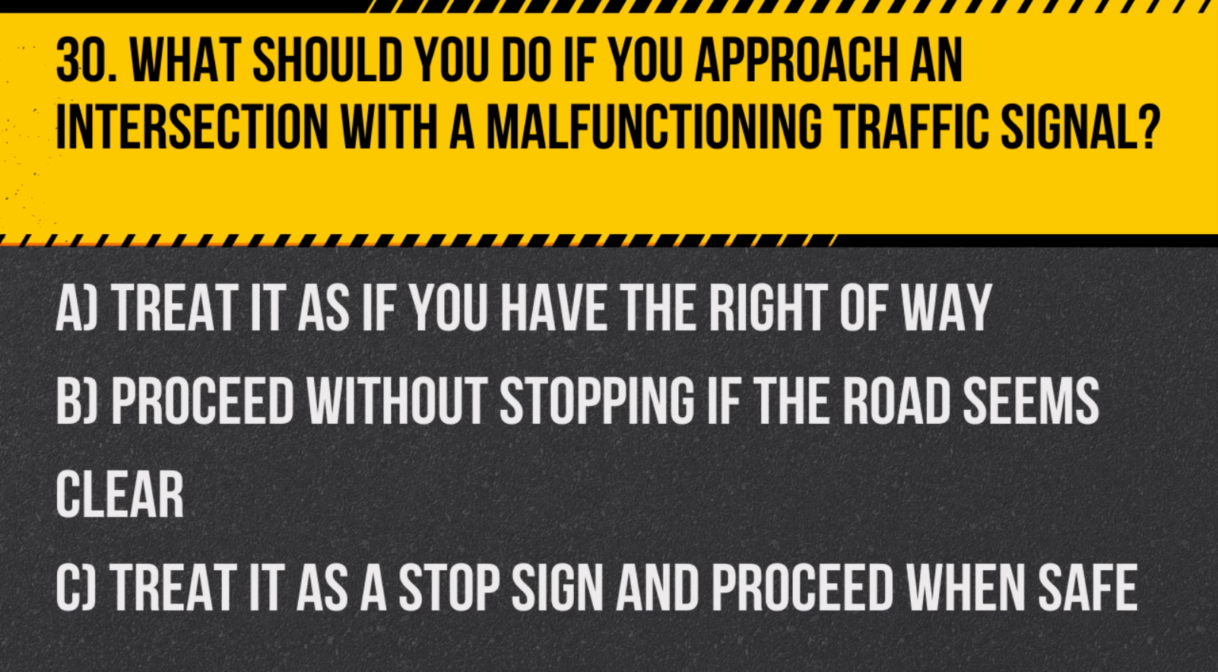Question 30. What should you do if you approach an intersection with a malfunctioning traffic signal? A. Treat it as if you have the right of way. B. Proceed without stopping if the road seems clear. C. Treat it as a stop sign and proceed when safe.